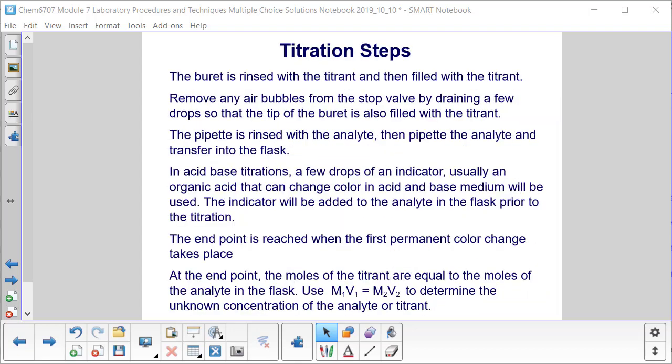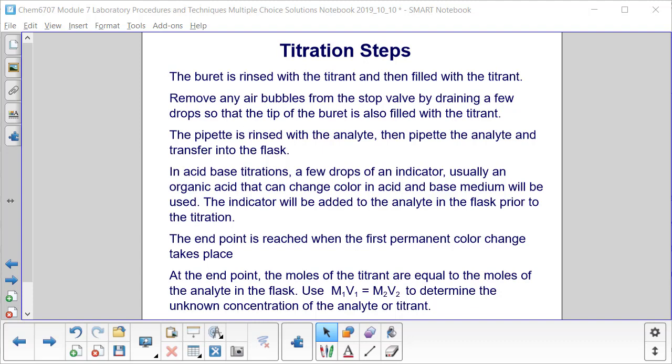Here are the basic laboratory steps for titration. Should you want to see more examples on titration or calculations on titration, you can see Module 6 of this course. Part 3 is all about titrations of acids and bases and buffers.